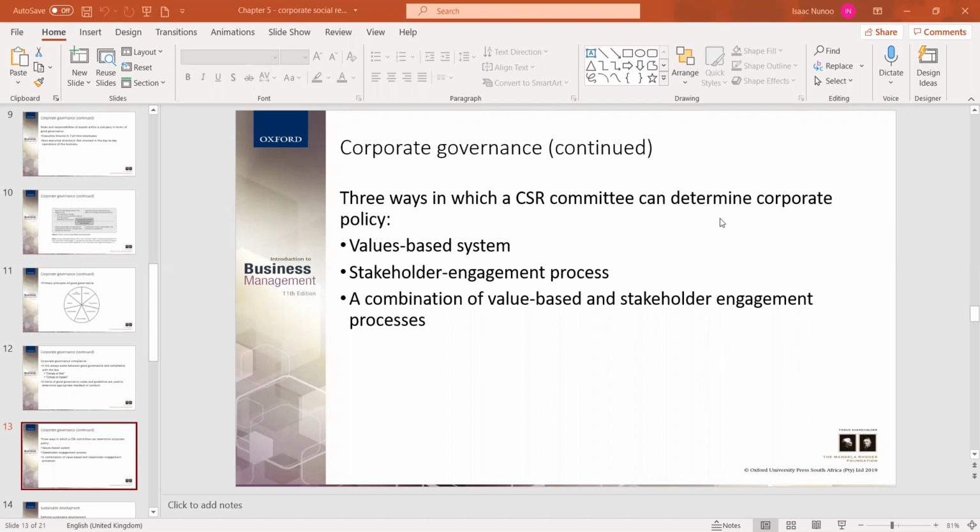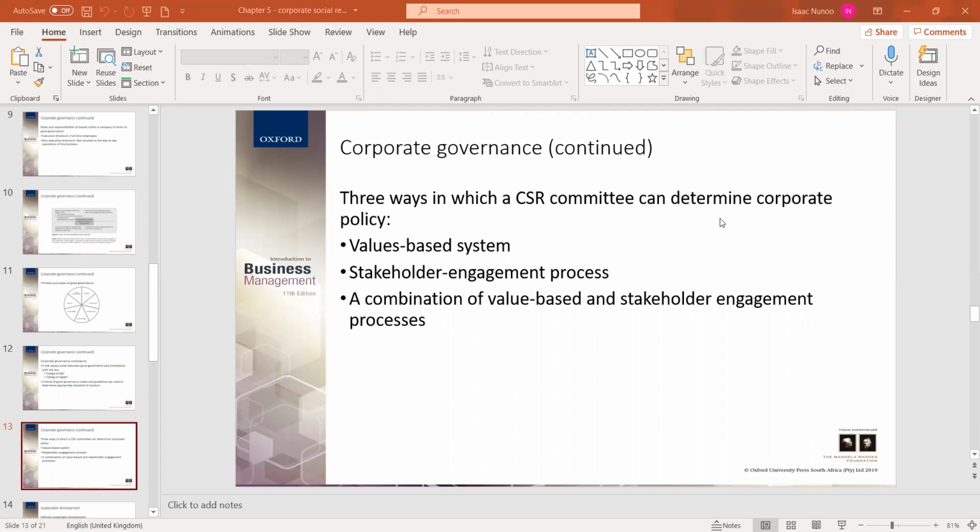Under the value-based system, we are saying that the corporate social responsibility policy is in line with the company's own vision, mission, values and guiding principles, which are used when a company addresses corporate social responsibility in a productive manner. So here, the management or the people in charge of the company, in terms of their vision and mission statements, like what their company is about, tend to prioritize corporate social responsibility, to ensure that their customer base or their community is healthy and safe.